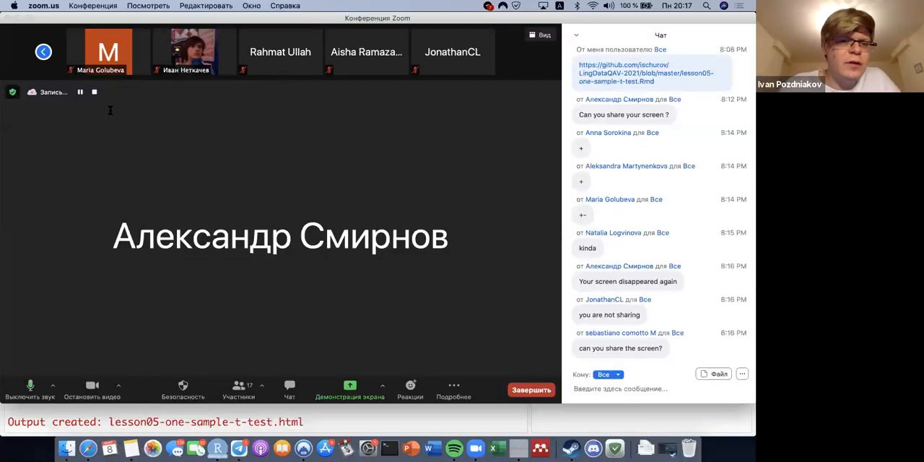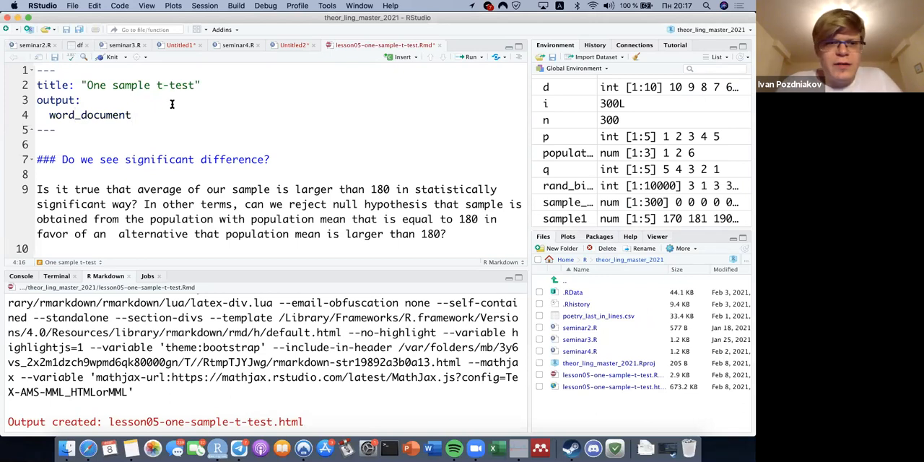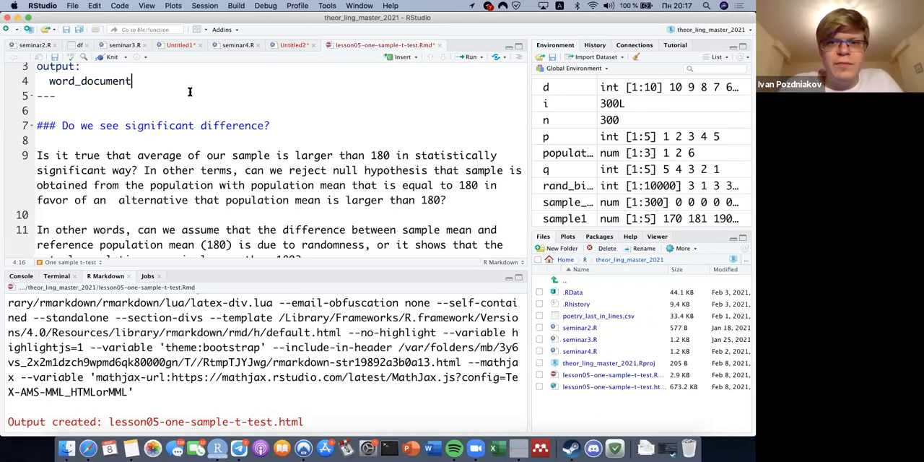Alternatively, by the way, instead of an HTML document, you can do a Word document. I'm sorry, it is your screen. I'm terribly sorry, but I don't understand what's happening. Why is it not okay? Okay, sorry. But thank you.